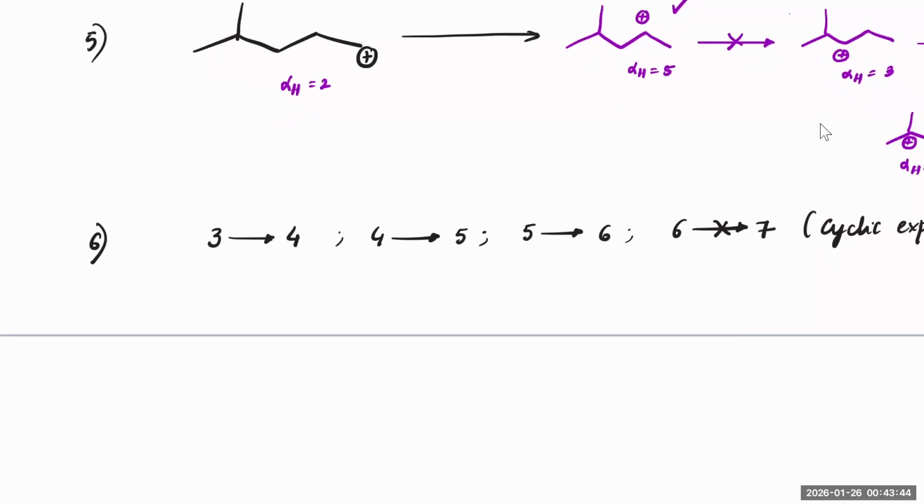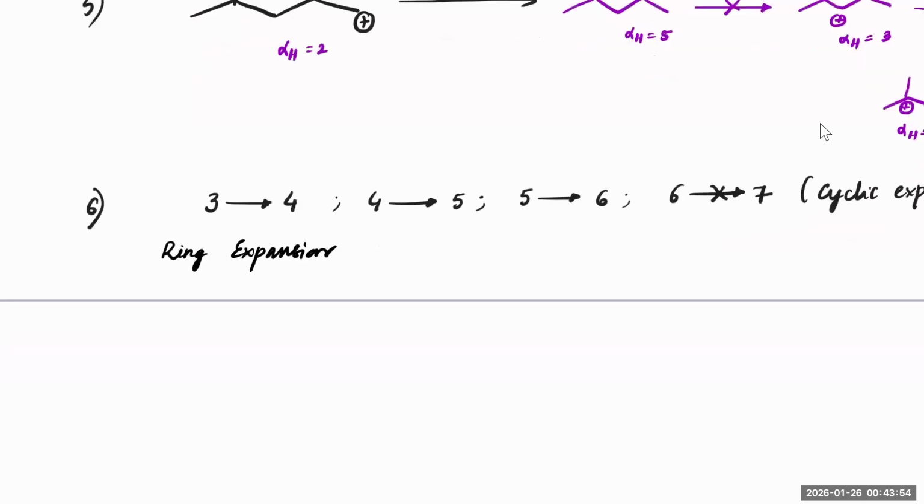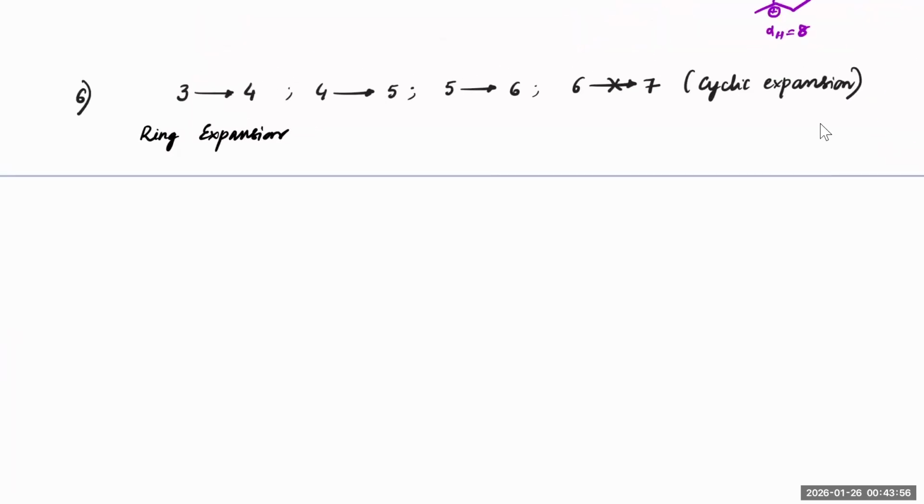Right. The next thing is about ring expansion. This we have noticed earlier also. Ring expansion normally happens if there is a three-membered ring. We can expand it to a four-membered ring, four to five, five to six. Six to seven happens in a very rare case. At the same time, there is a compression that can happen. Okay, ring compression can happen.